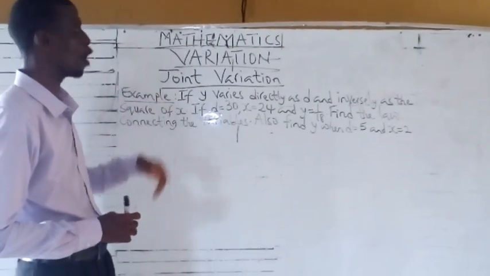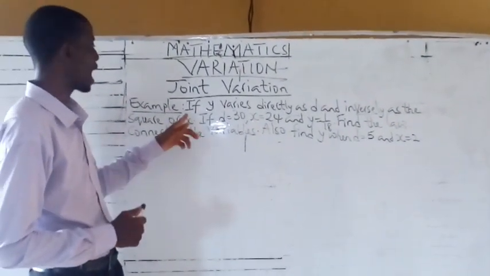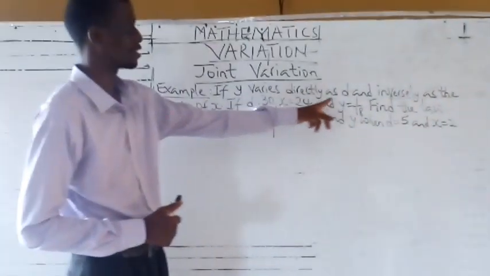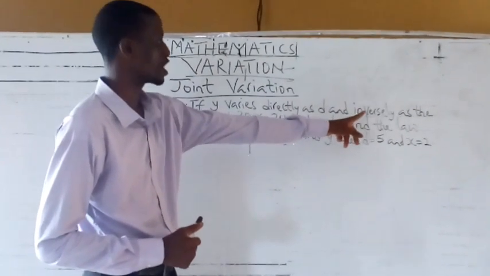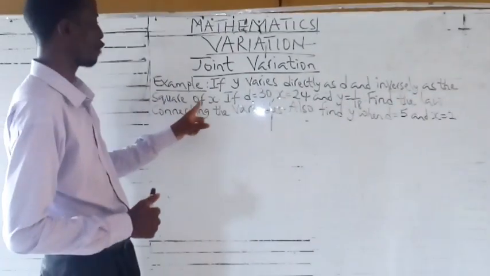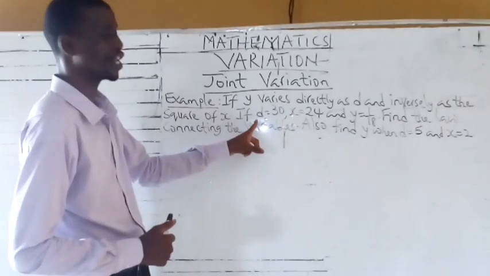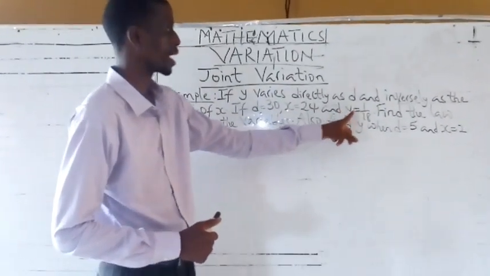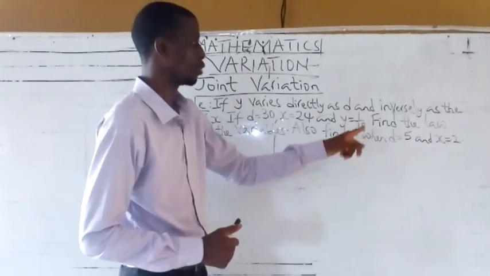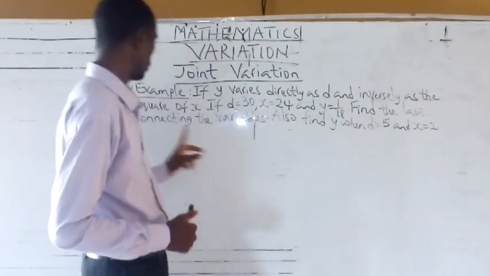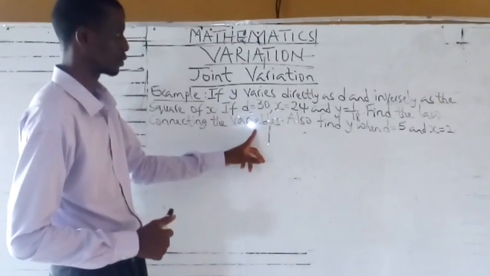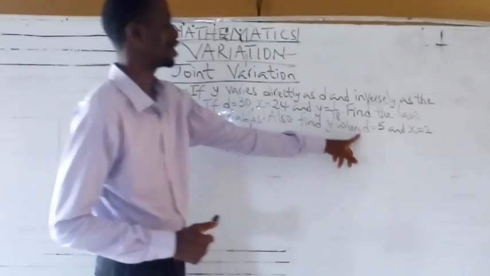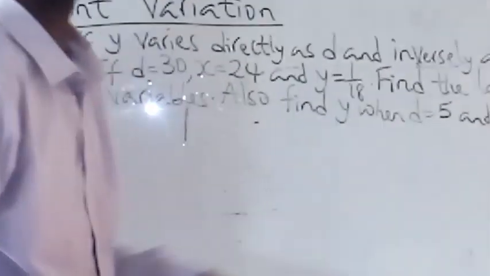Now, looking at the example on board, we are asked that if y varies directly as d and inversely as the square of x, if d equals 30, x equals 24, and y equals 1/18, we are asked to find the law connecting the variables. Also, we are asked to find y when d is 5 and x is 2.